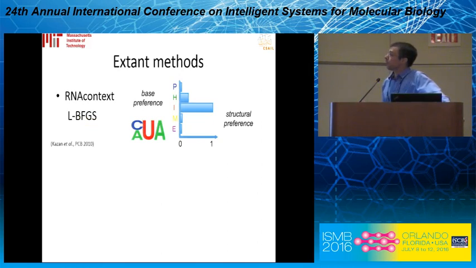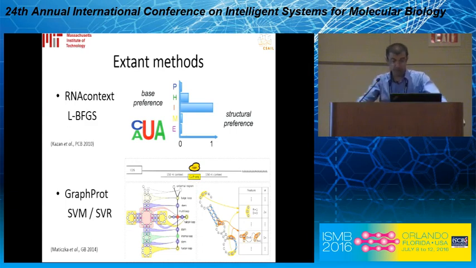Together with the RNAcompete technology, an algorithm was developed from the Quaid Morris lab, also from University of Toronto, called RNAcontext. In this model, we model the sequence preferences and the structure preferences using different parameter sets. The sequence preference is modeled using a position weight matrix, and we have another 5 parameters for the different structural preferences, and the parameters are inferred using the L-BFGS optimization procedure.